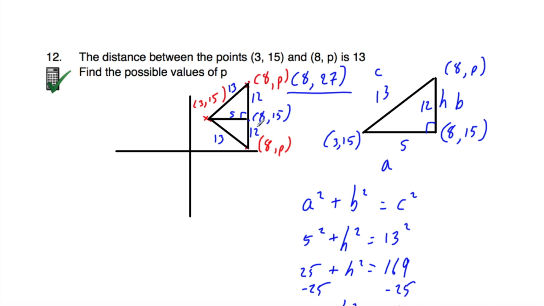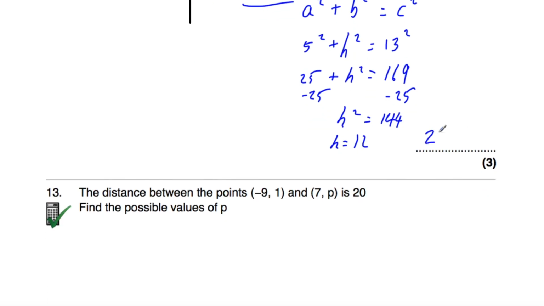And then in terms of this point down here, this was 8, 15, so that's 8 across, 15 up. We're going to go down 12, so that'll now be 8, and then if we take away 12 from this height, 15 take away 12 is 3. So the coordinates of this point are 8, 27, and the coordinates of this point are 8, 3, and that's it. So the possible values for p would be 27 and 3. They're the two possible values, 27 and 3.